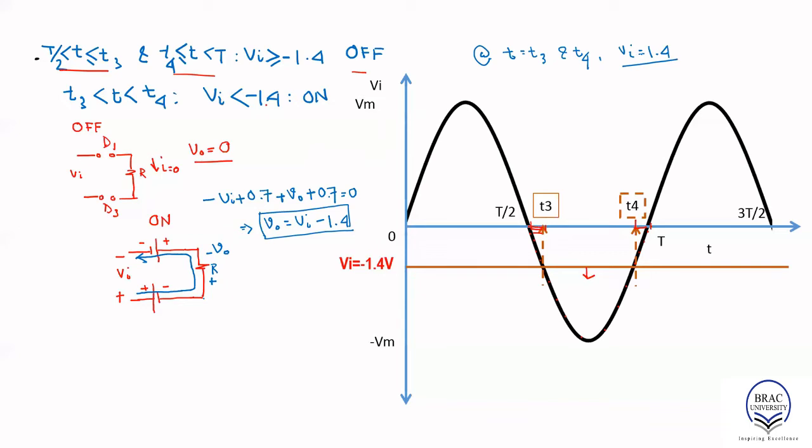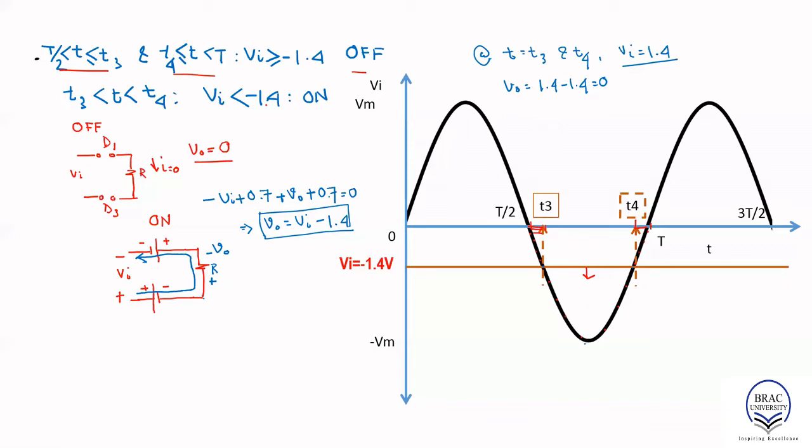Now you might ask the question, why I didn't select Vi equal to minus 1.4 instead of 1.4? Because we already know that we are in fact in the negative half cycle, so we don't need to additionally add another sign here. We only have to put the value. So if I plug the value here, Vo is equal to 1.4 minus 1.4, which is 0. So this way we found the value of Vo is 0.